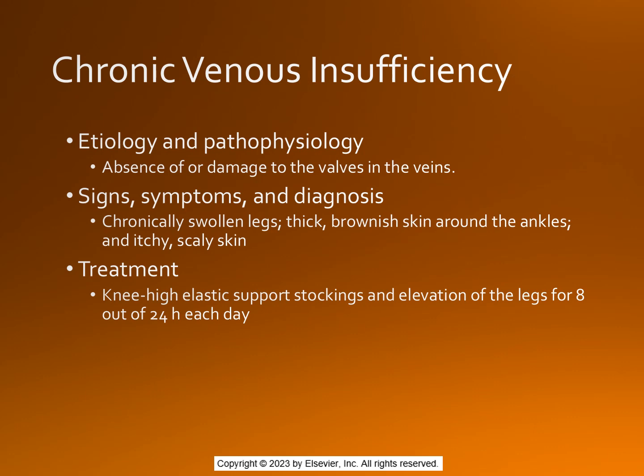Signs and symptoms of chronic venous insufficiency include chronically swollen legs, thick brownish skin around the ankles, and itchy, scaly skin. Venous stasis ulcers will often occur. Diagnosis is made through physical assessment and patient history.